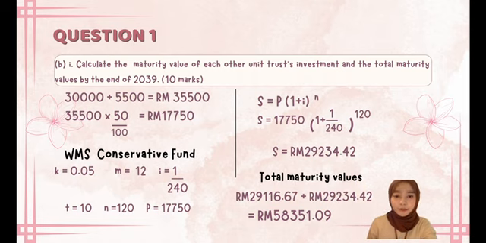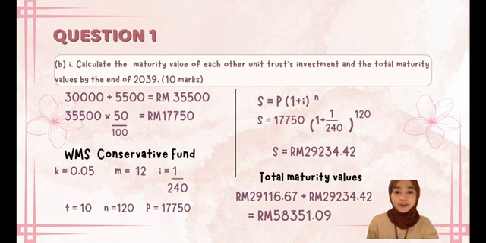K is 0.05 because we get it by dividing 5% by 100. M is 12 because the question stated that it is compounded monthly, so a year is 12. We can get I by dividing K and M, so K is 0.05 and M is 12, so the final answer will be 1/240. T is 10 and N is 120 because we get it by multiplying M and T. M is 12 and T is 10, so the result will be 120.